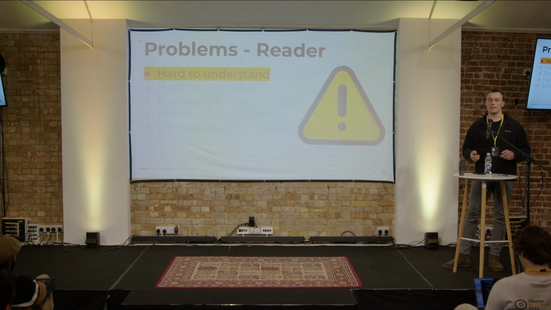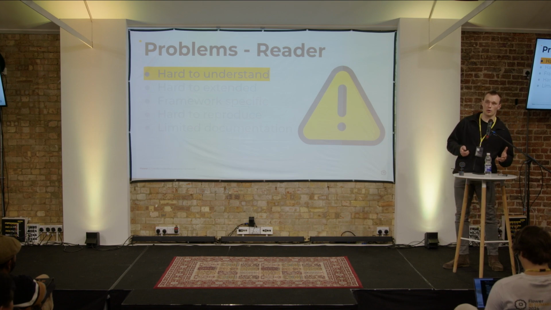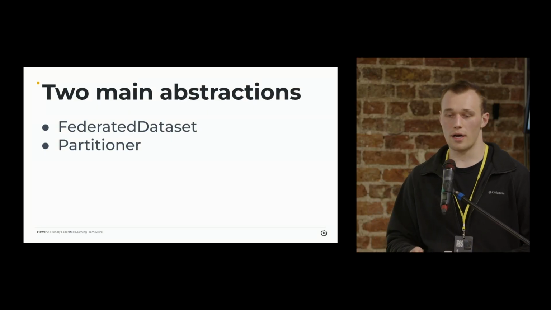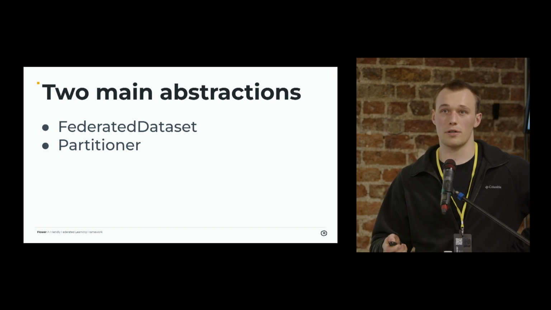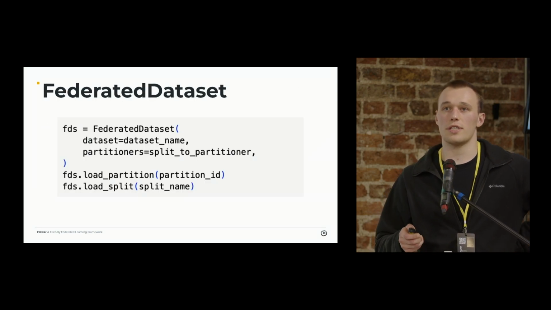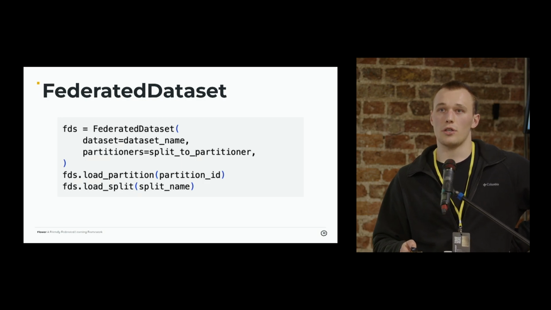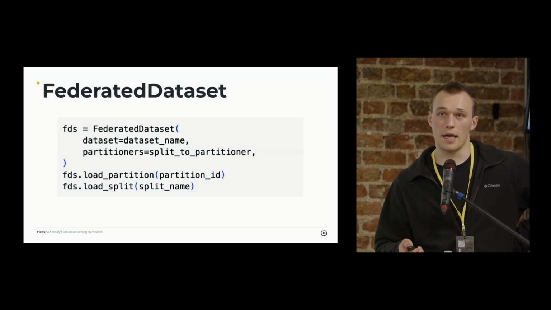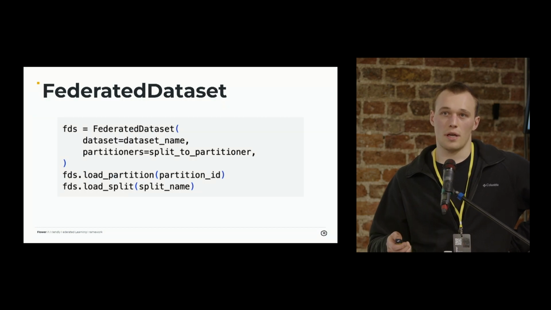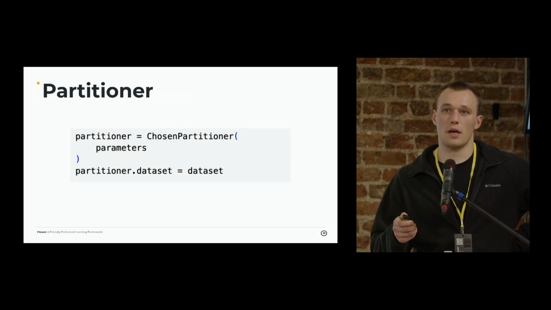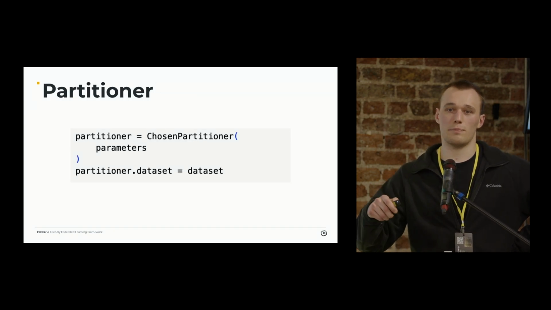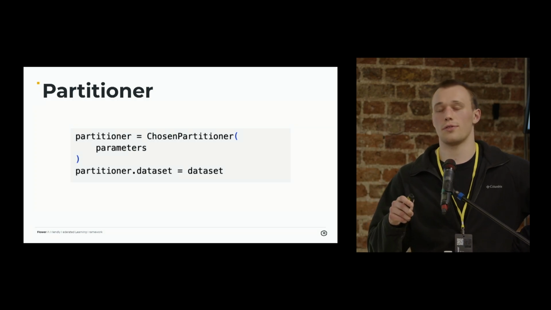It's hard to understand, and the custom code. Let's understand how Flower Datasets works. We have two abstractions, FederatedDataset and Partitioner. Here's how you create a FederatedDataset. You give the dataset name, and you specify partitioners. Then you're ready to go by doing just load partition and giving the partition an ID, or loading the full split. Some of the things I'll clarify in more detail later, so don't worry.